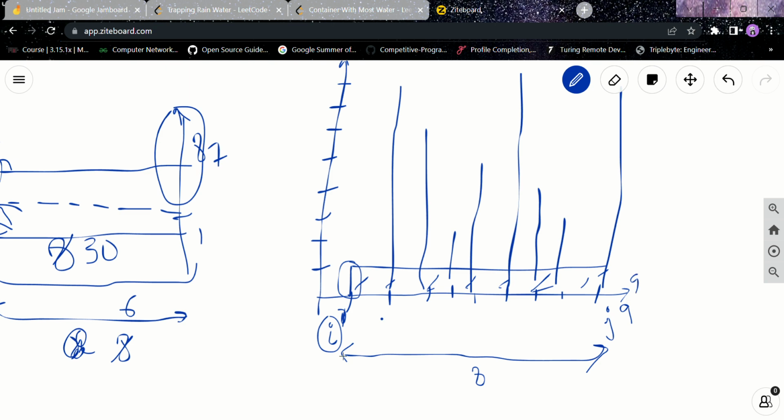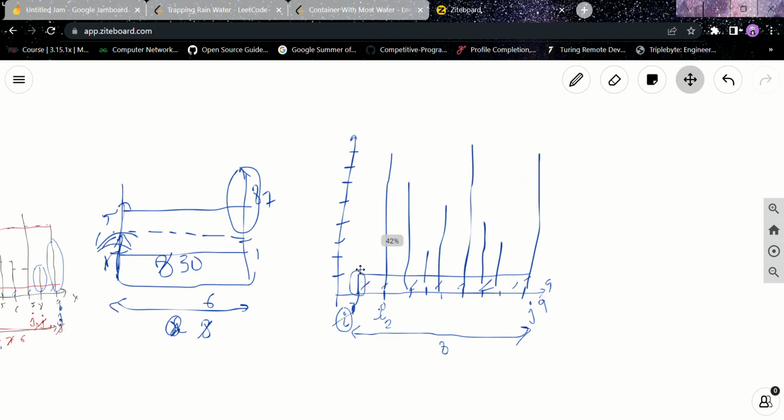Now which one has the least height? I has the least height, so we will increment the I to I plus plus. Now I is at index 2. Now what is the height of I at index 2?